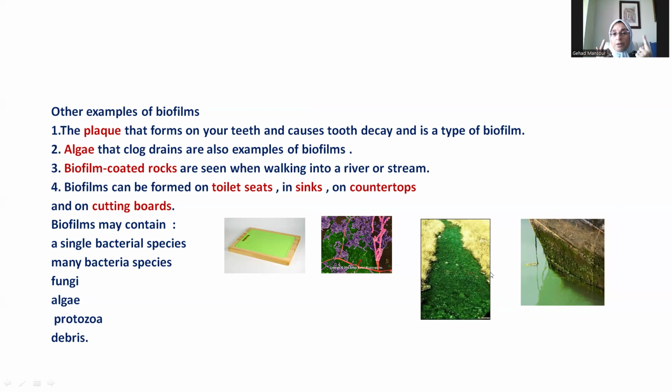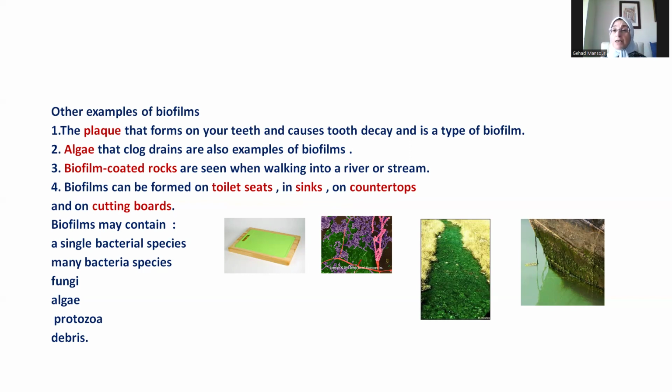Those are visible. Plaque is almost visible. Calculus is, of course, visible. The algal green scum is visible. But sometimes the biofilm is not visible, and therefore it can cause you infection without you being aware of this. For example, biofilms can form on toilet seats. Biofilms can form inside and around a sink. Biofilms can form on desks and countertops, on doorknobs, and the list is endless.